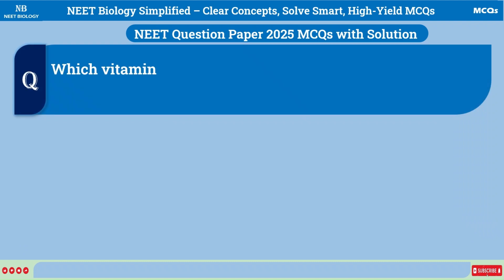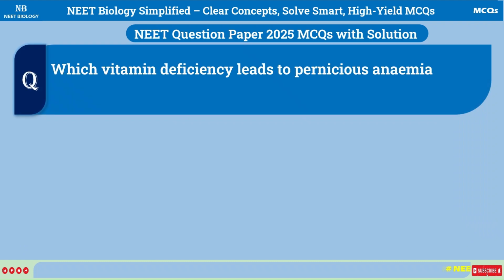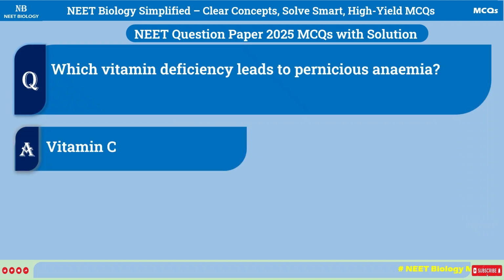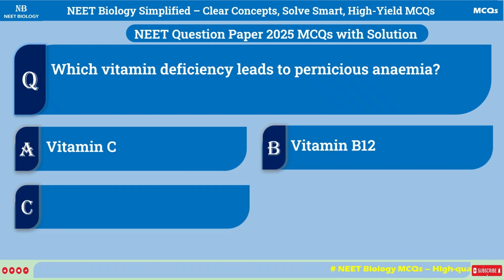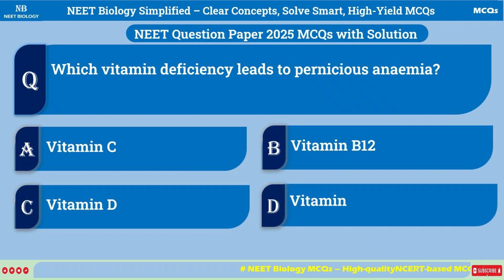Which vitamin deficiency leads to pernicious anemia? A. Vitamin C. B. Vitamin B12. C. Vitamin D. D. Vitamin K.